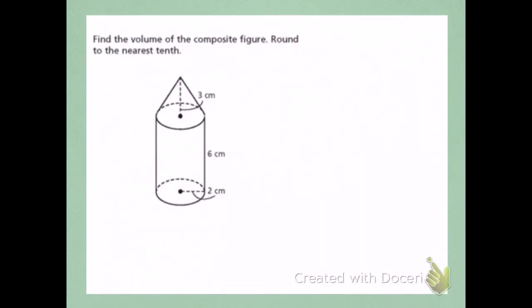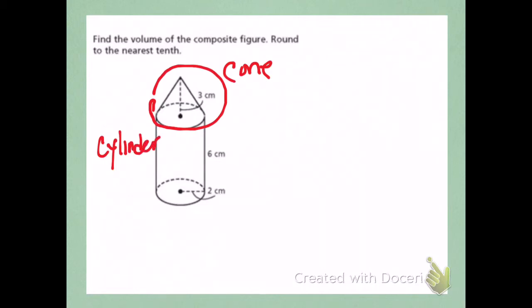On this one, find the volume of the composite figure, round to the nearest tenth. Now I can see that I have two shapes in this figure. I have a cone and I have a cylinder. So I'm going to need to find the volume of both. Let's work with the cone.